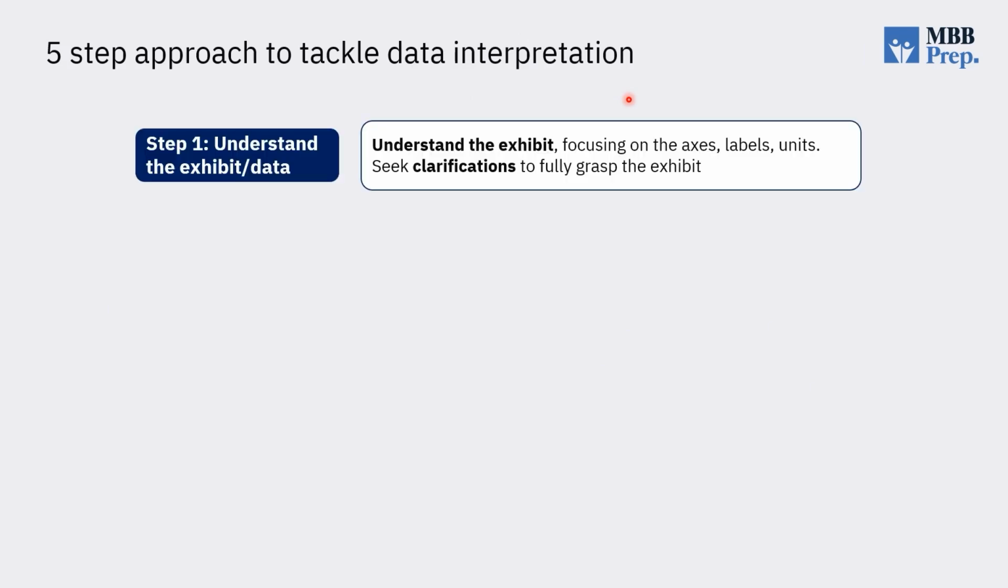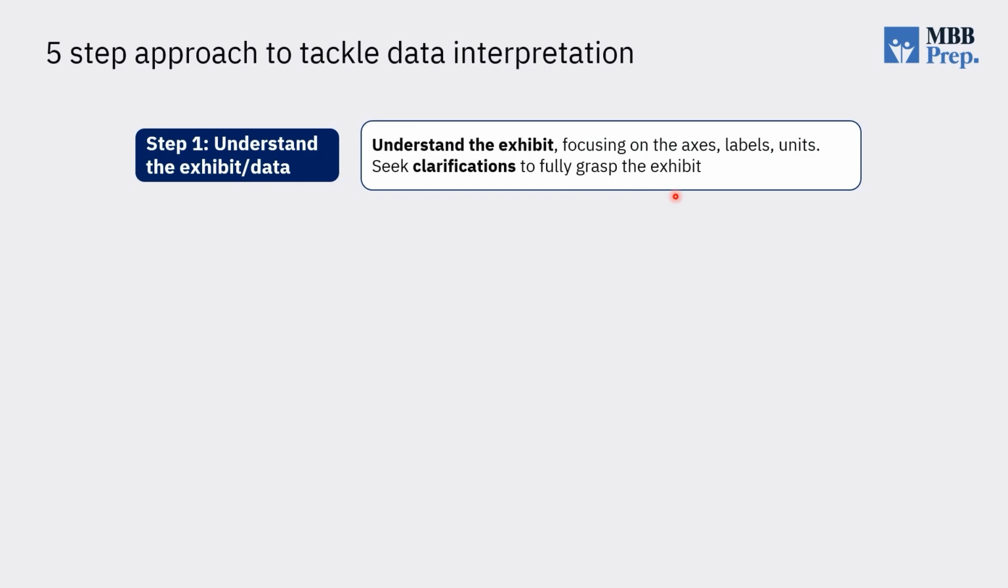The first step is to understand the exhibit. All right. So when an exhibit is handed over to you by the interviewer, try to focus on the axes, labels, units. You could also seek clarifications from the interviewer to fully understand the exhibit.